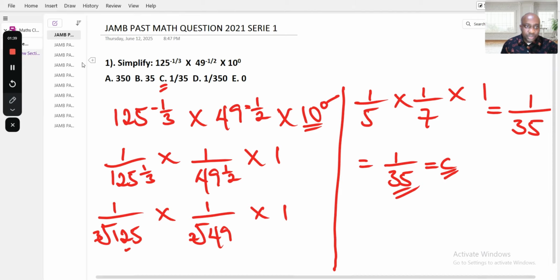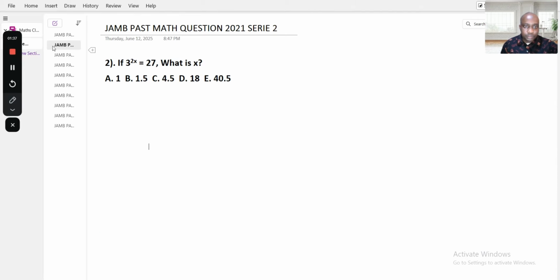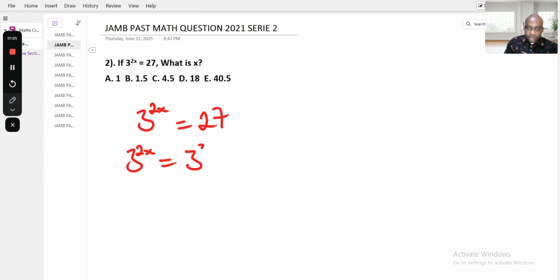Let's move to the next question. If 3 raised to the power 2x equals 27, what is the value of x? Now let me write out the question. 3 raised to the power 2x is equal to 27. Now this is a base. We will turn this 27 to a base as well so that they will look alike. How many 3s can we multiply that will give us 27? That's 3 times. 3 times 3, 9. 9 times 3, 27. 3 raised to the power 3.